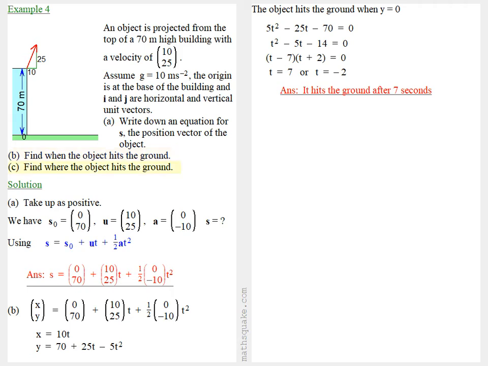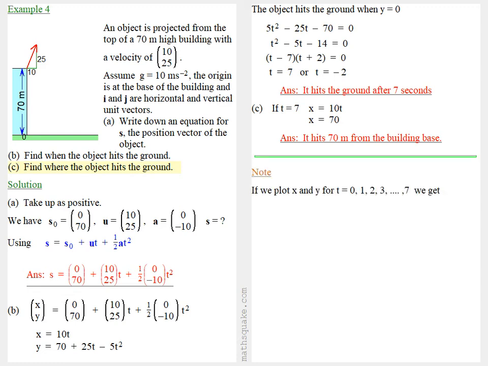Now in part C it asks, find where the object hits the ground. Well, we know t is equal to 7, and we know x is equal to 10t, so that means x equals 70. So it hits the ground 70 metres from the base of the building.